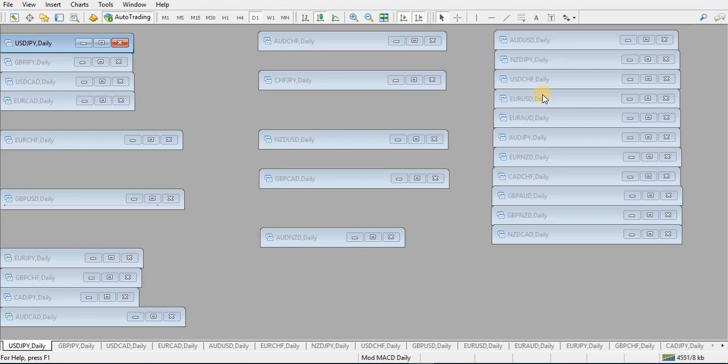Now, fair bit of action. Look at all these. This is the profile on the Mod MACD. Anything that's on the right hand side is what I've taken some action on. Some good, some not so good. You'll see in a minute.